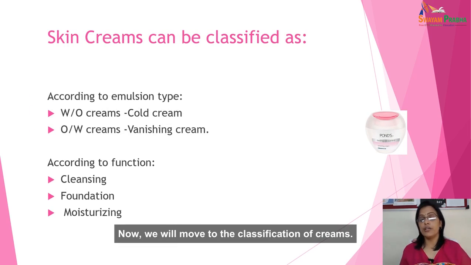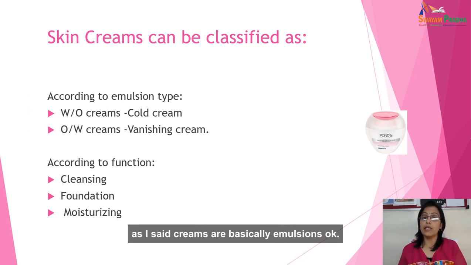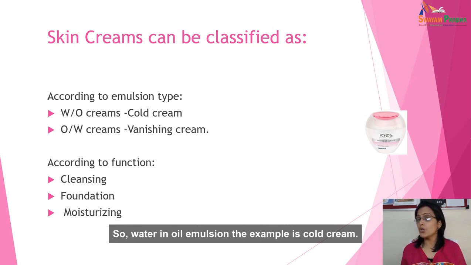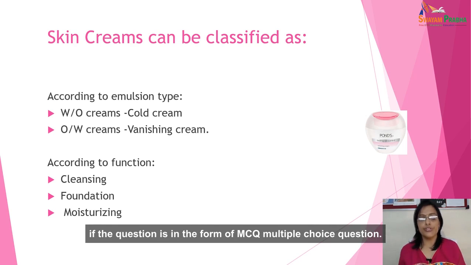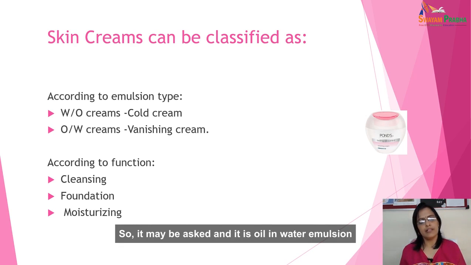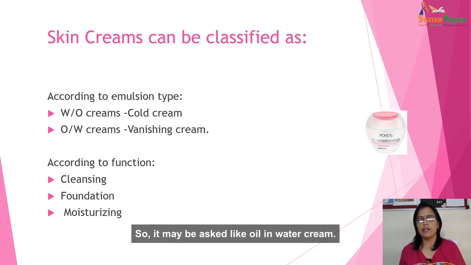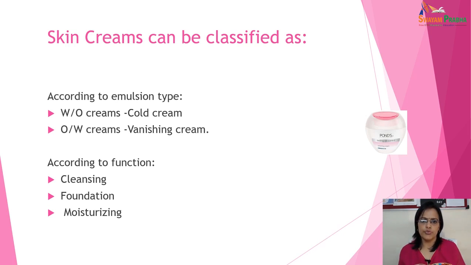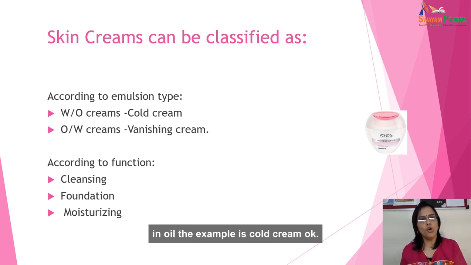Now we will move to the classification of creams. Creams are basically emulsions, oil in water or water in oil. The water in oil emulsion example is cold cream. Always remember, this is asked in the examination, even as a multiple choice question. The oil in water emulsion example is vanishing cream. If you are given four options for oil in water cream, vanishing cream is the answer, and for water in oil, the example is cold cream.